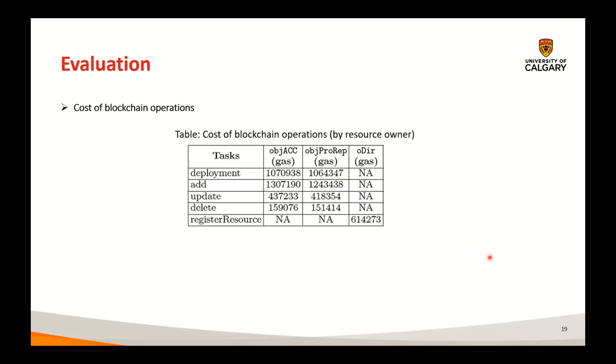We also measured the cost of program execution in the Ethereum blockchain. In Ethereum, cost of program execution is measured in terms of gas. We measured the cost of the resource owner for deploying two smart contracts, which are object access control and object property repository in blockchain, and registering his resource in the object directory contract. We also report their associated management costs, which include adding, updating, and deleting an object information by calling the respective functions of these contracts. The table shows that the most expensive operation, which is the add operation, costs around 11% of Ethereum's average gas limit, which is approximately 12.4 million gas to date.